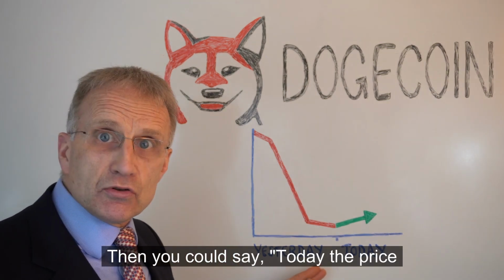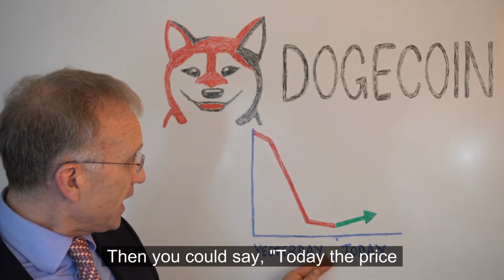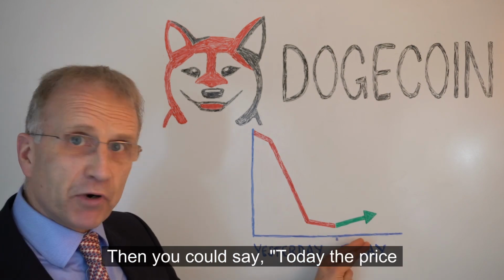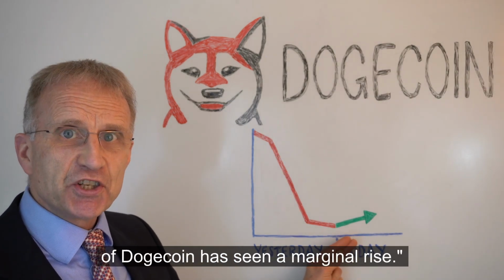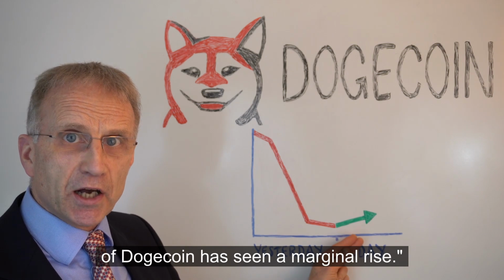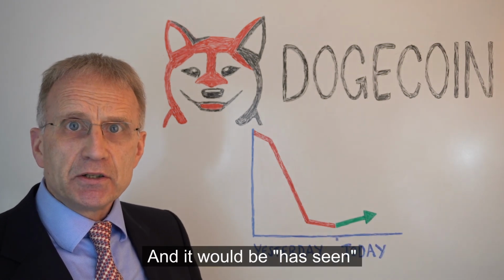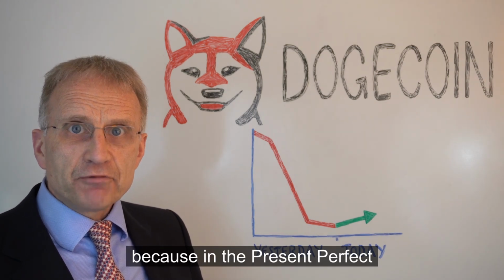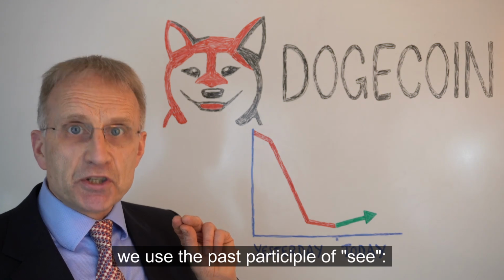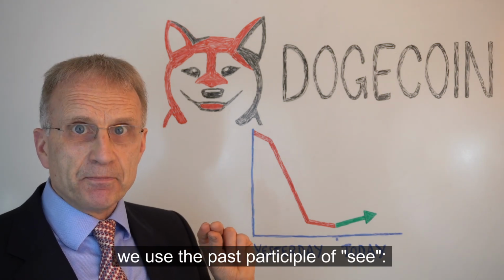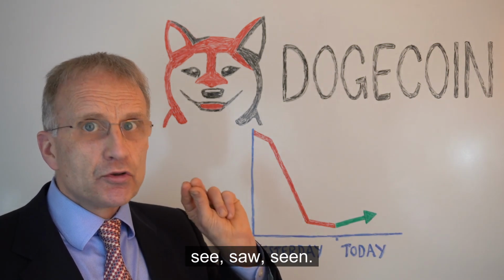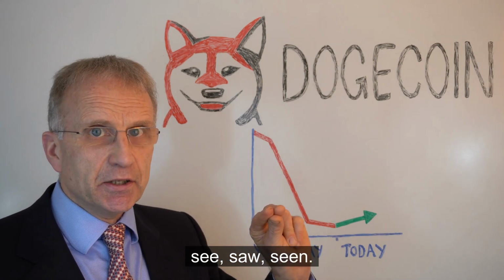Then you could say, today, the price of Dogecoin has seen a marginal rise. And it would be has seen, because in the present perfect, we use the past participle of see. See, saw, seen.